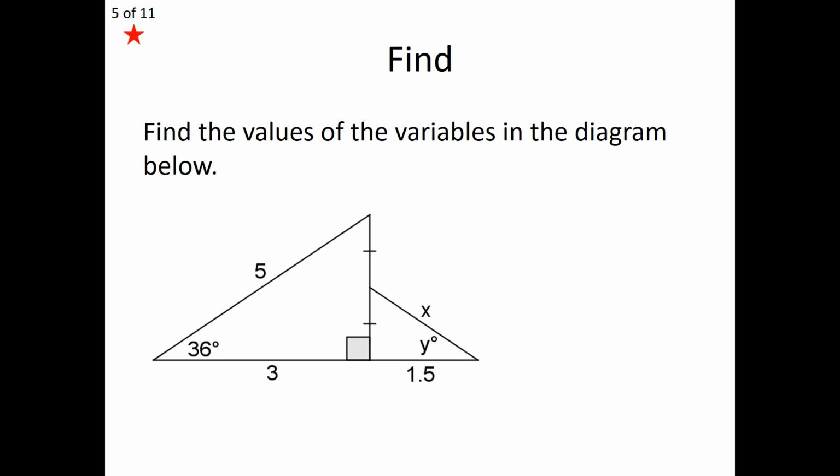Okay, so why do I know these two triangles are similar? The very first thing I notice is that we do have this right angle where these two triangles are kind of joined here at this vertex down here.